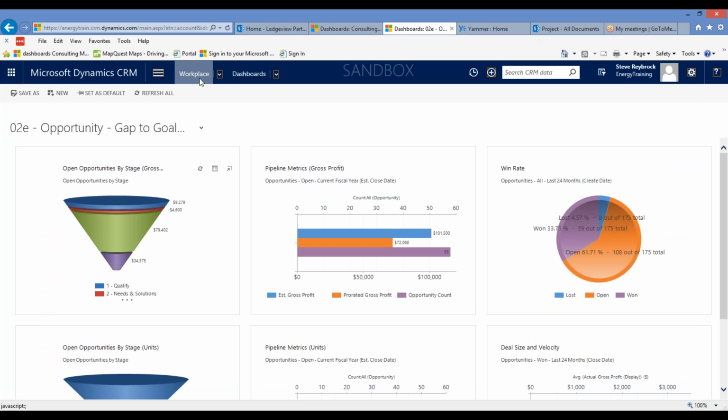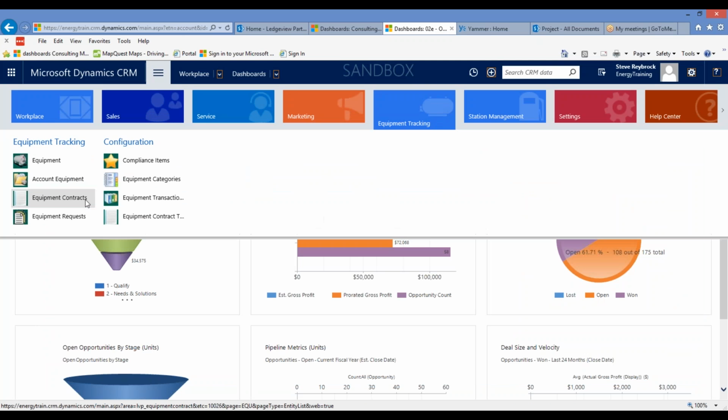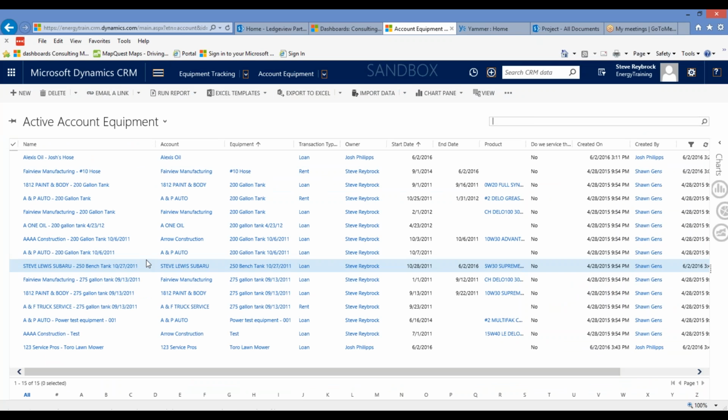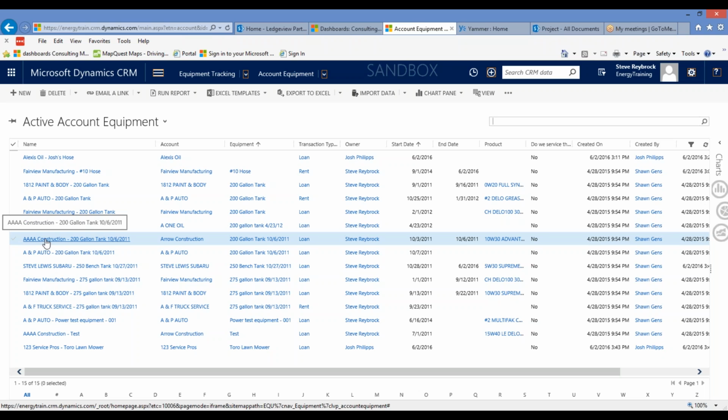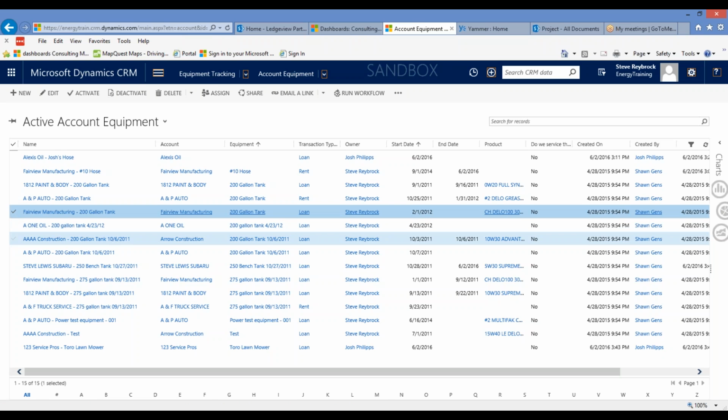Okay, lastly, I'm just going to quickly touch on our equipment tracking. What we set up here is a way for you to tie pieces of equipment to the account. Real quick, I just have a list here. I'm not going to jump into a lot of the details, but I'll highlight one. In this case, it looks like Fairview Manufacturing, we loaned them a 200-gallon tank back on February 1st. And because there's no end date, that means they still have it.